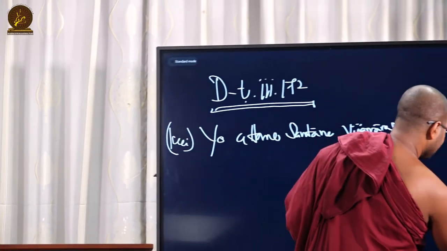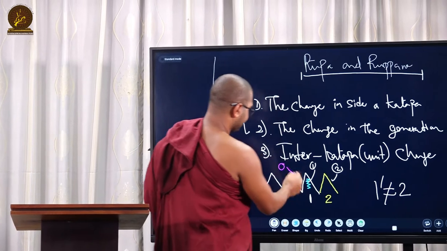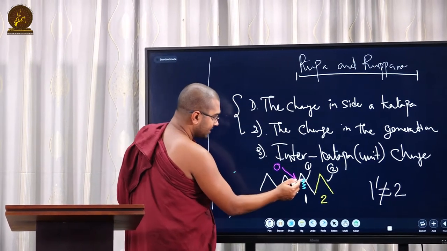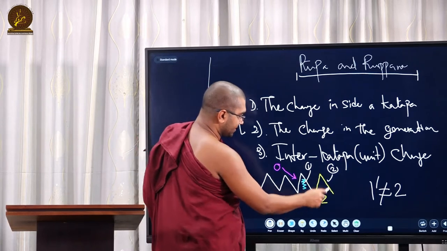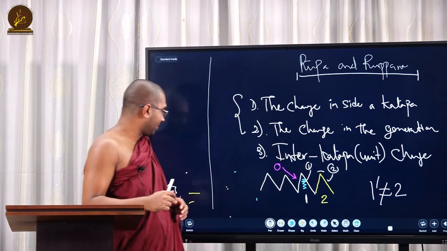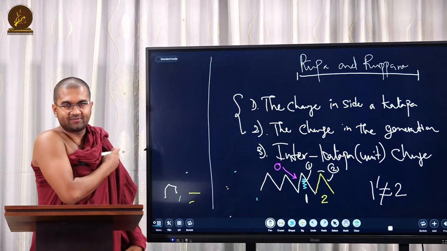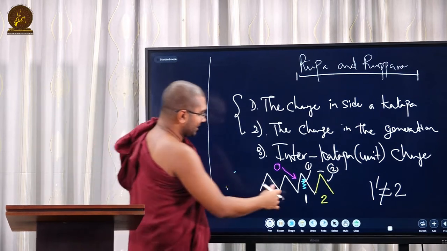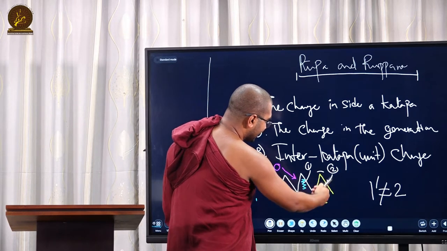Attano santane means in its own continuum, so in itself. Attano santane vijjamanasseva visadisa uppatti hetu bhavo. So what does this mean? Now if you think about the change which happened within the kalapa due to the striking, the striking contact happens while it was existing, and there's a slight change. This change is the reason for the arising of a new rupa in a different way. Visadisa uppatti means arising of rupa in a different quality.